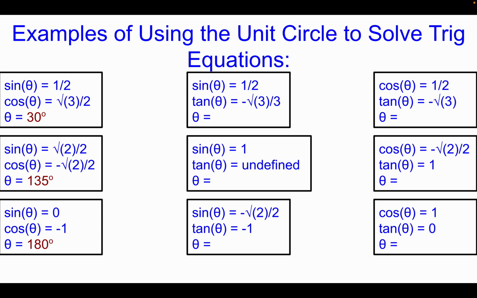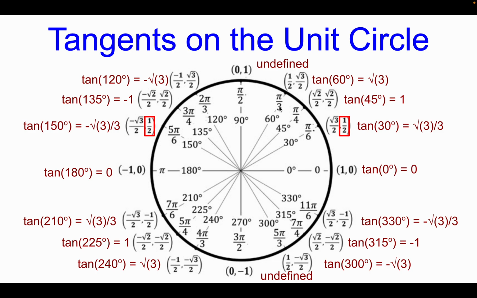Okay. Now let's do some problems with sine and tangent. So now my sine is 1/2 and my tangent is negative square root of 3 over 3. So I'm looking for when my y values are 1/2, and I'm looking for when my tangent values are negative square root of 3 over 3. And so when we put them together, we can see that our answer is going to be 150, because that's when the tangent is negative square root of 3 over 3, and the y value is 1/2.